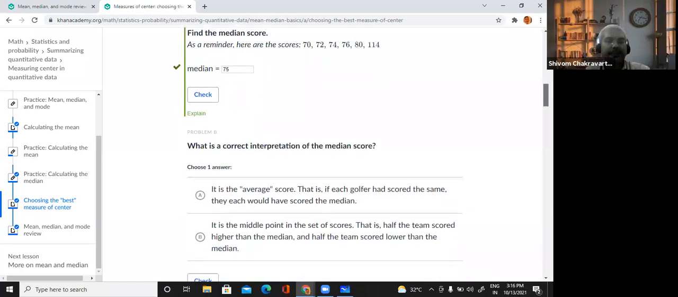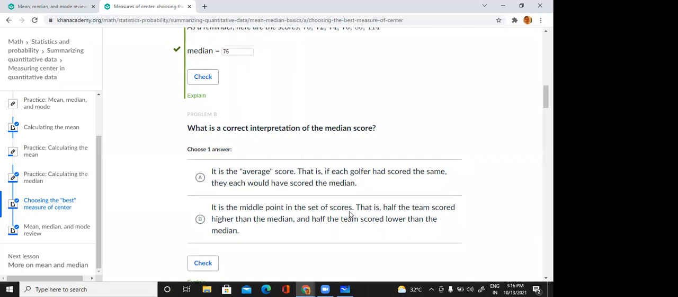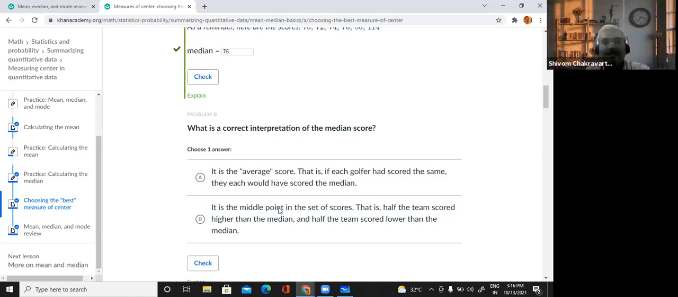Now the interpretation. What is the interpretation of the median? There are two options given. It is the average score, that is each golfer had scored the same, they would have each scored the median. Then the next option is it is the middle point of the set of scores. Yes, I think some of you understood this. Yeah, it is the middle point of the set of scores. It is half the team scored higher than the median and half the team scored lower than the median. So second option is definitely correct. That is the meaning of median.